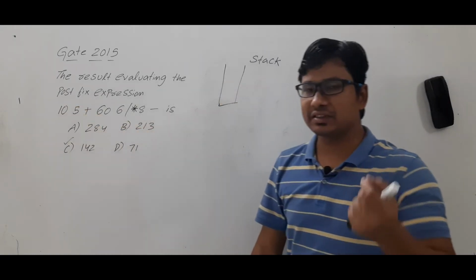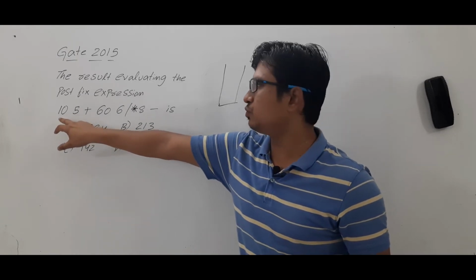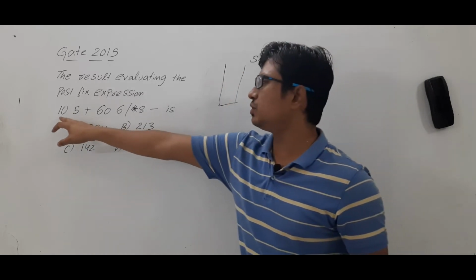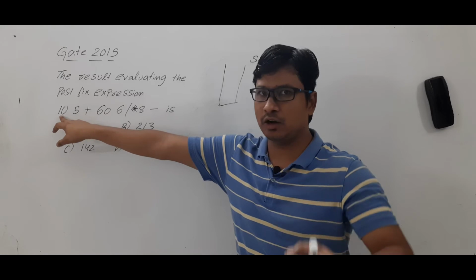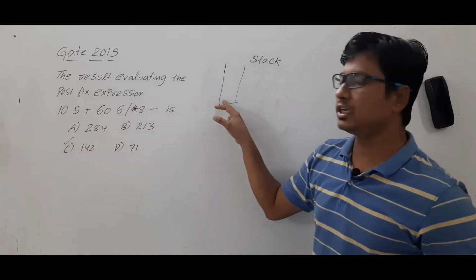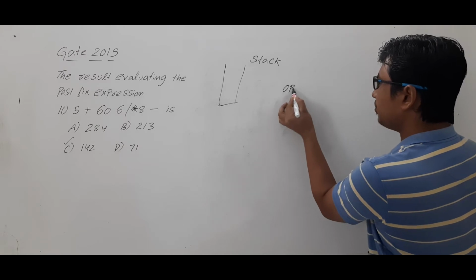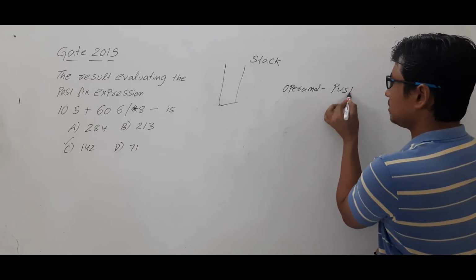Now remember one thing: whenever you find an operand, because we will scan the input from left to right, first we will scan the 10, which is an operand. Whenever you are scanning an operand, you push it into the stack. Is it clear? Whenever you find an operand, push it into the stack.